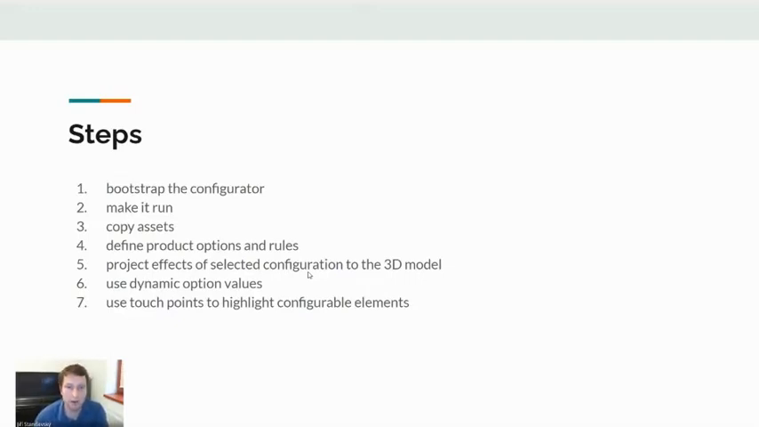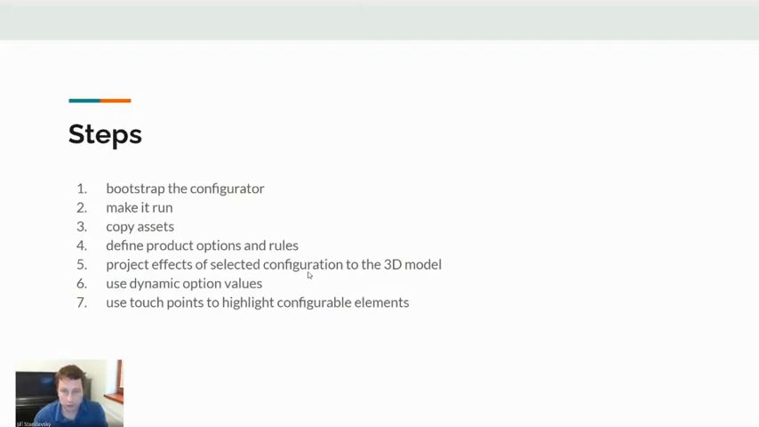So that's prepared already. And then we will define the options and rules that connect them together. We would project the effects of whatever you choose in the configurator to the 3D model. So, for example, if you switch the color of the table in the configurator, the table should reflect it. And then we are going to do some dynamic things, like we will need a dynamic slider for the size of the display, and also we want this to be somehow projected into the 3D model.